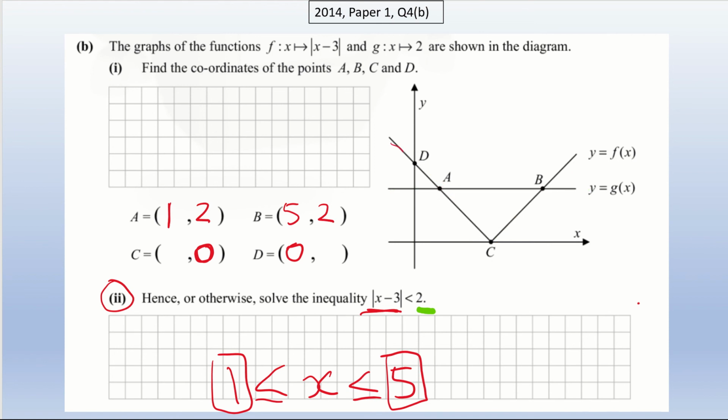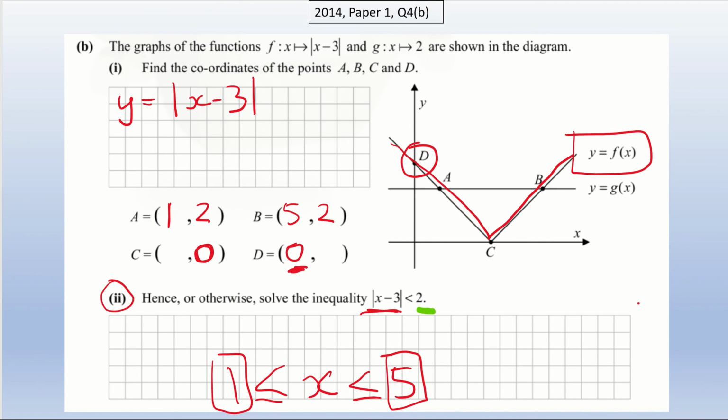Point C and D both lie on the y is equal to f(x) graph, which is y is equal to the absolute value of x minus 3. Now, if we were to take the point D here, we know that the x value is 0. So we know that y is going to be the absolute value of 0 minus 3, which is 3. So we can fill that 3 in to the y value of part D.